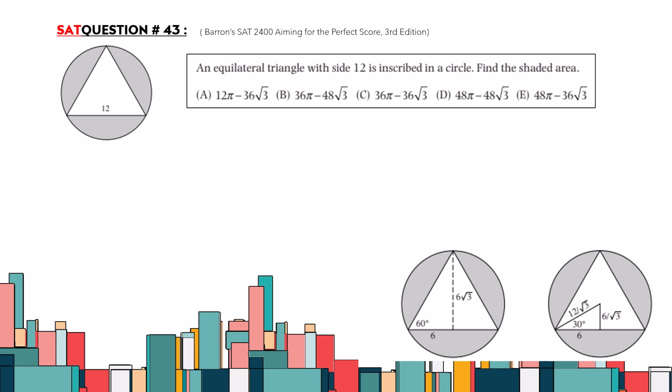An equilateral triangle with side 12 is inscribed in a circle. Find the shaded area.